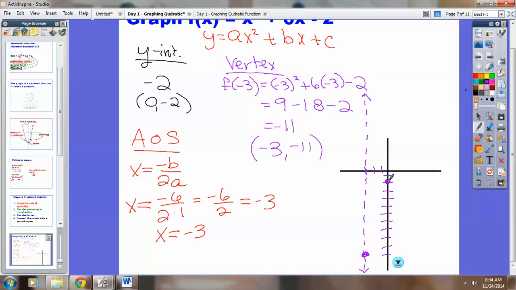Does your graph look like my graph? Put arrows on the end to show that the parabola does keep going.